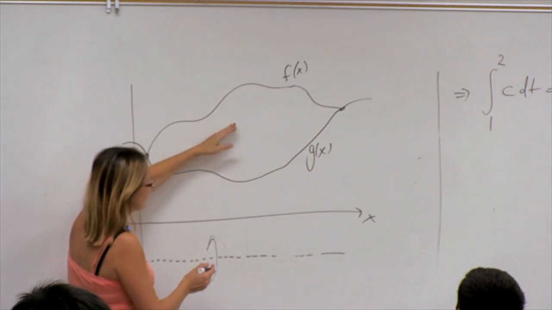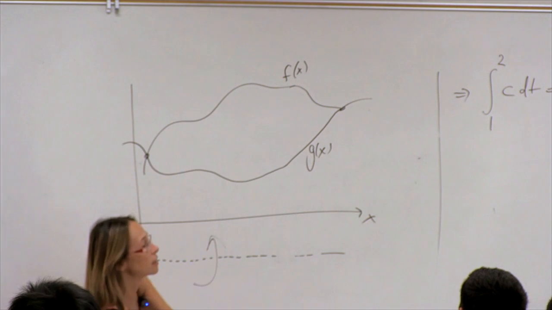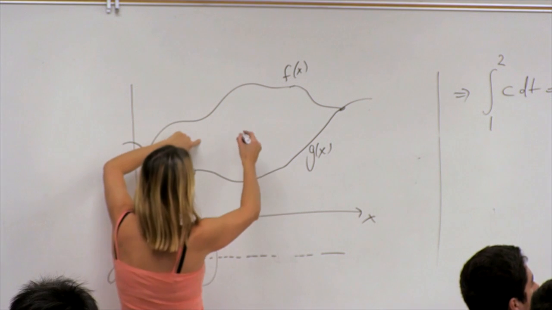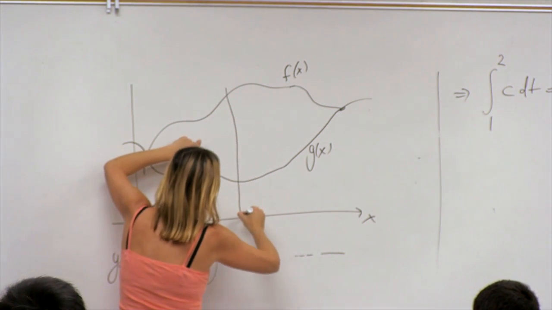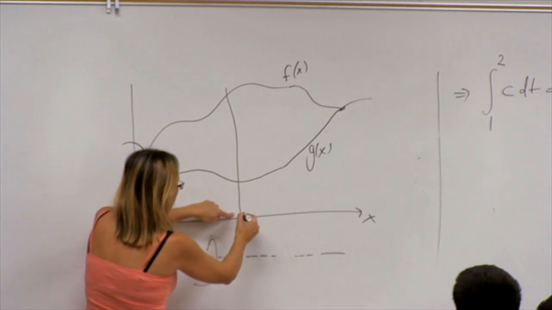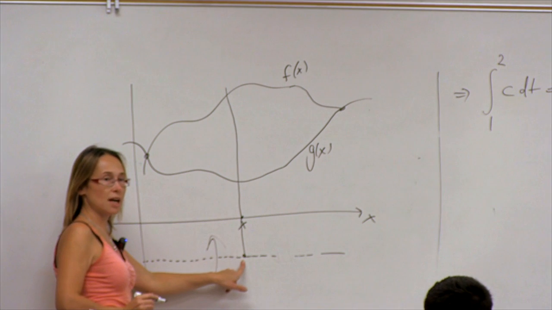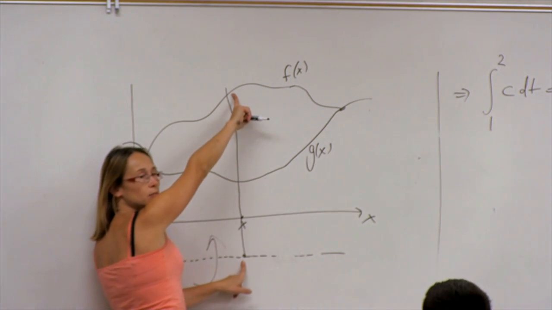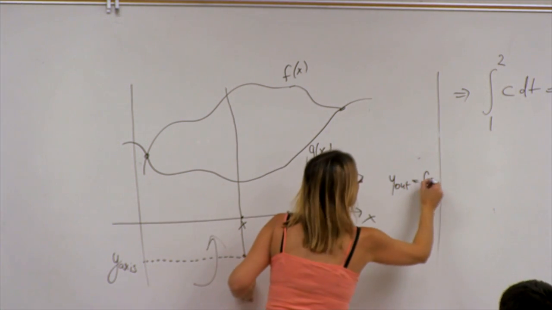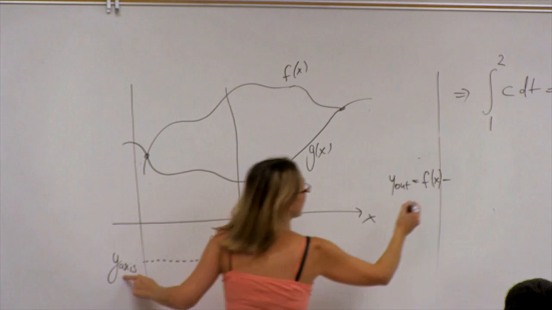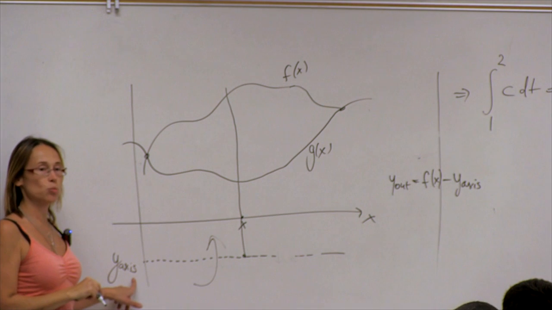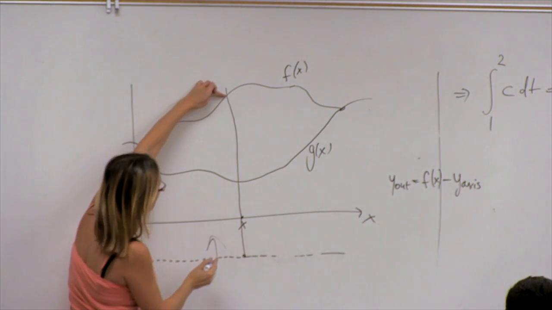So imagine this thing. This is the axis of rotation. I take this and I rotate it like this. So this is the motion it makes. And I set up an arbitrary point x. For this x, what's the outer radius? It's the distance between the axis of rotation and the function that's further away from the axis of rotation. So y out, in this case, is f of x minus y-axis, minus this point. In my example, this was -1. It's the distance between this point and this point.